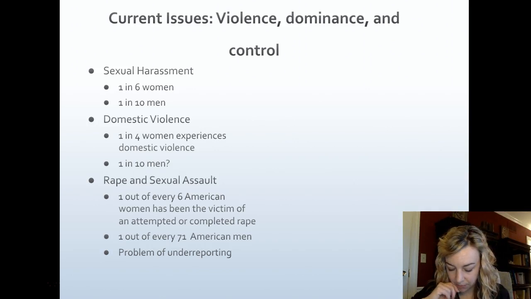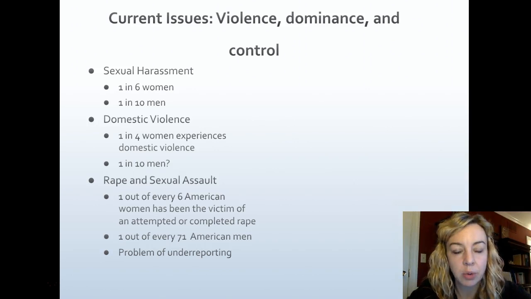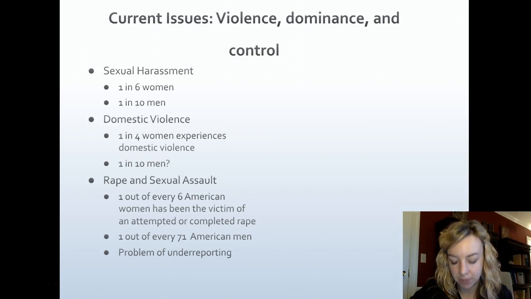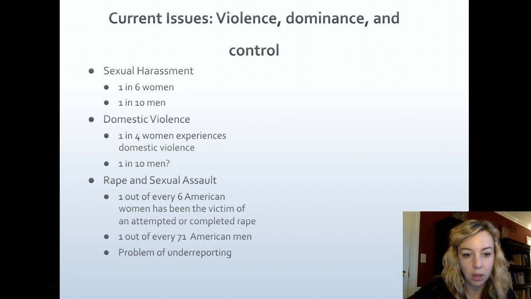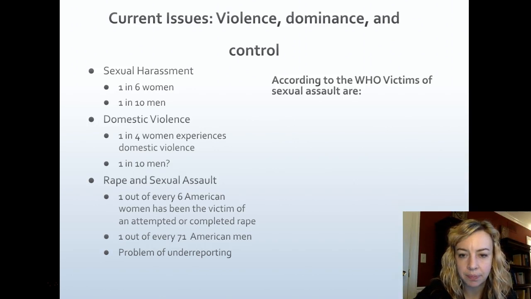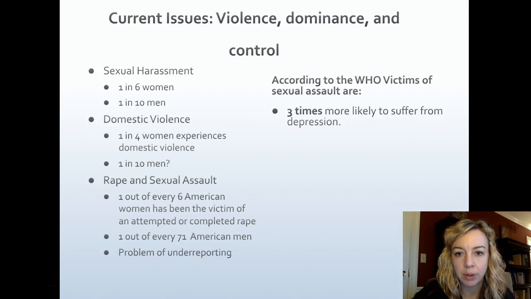So girls ages 16 to 19 are much more likely than the general population to experience rape. And 93% of juveniles who are attacked know their attacker. So if we talk about the experience of this kind of sexual assault or violence, what are the consequences of it?